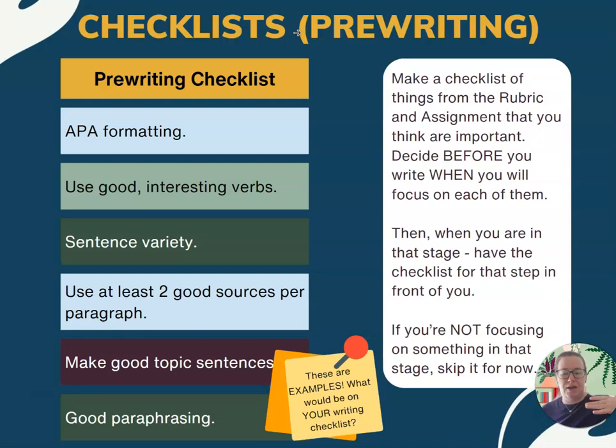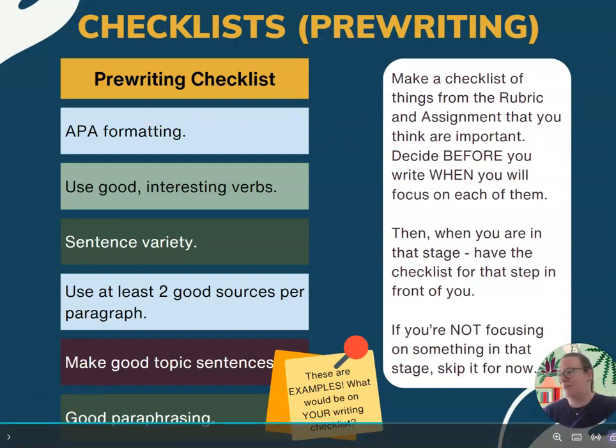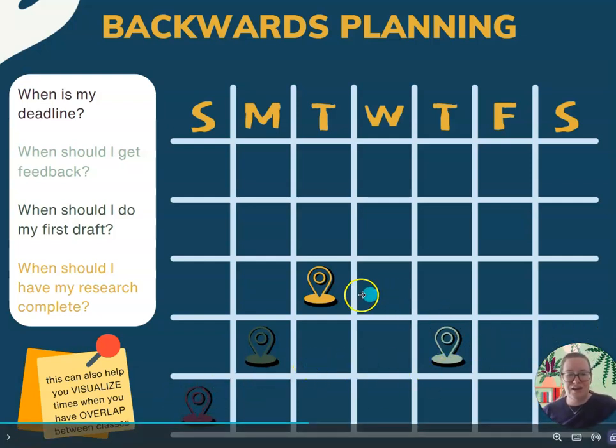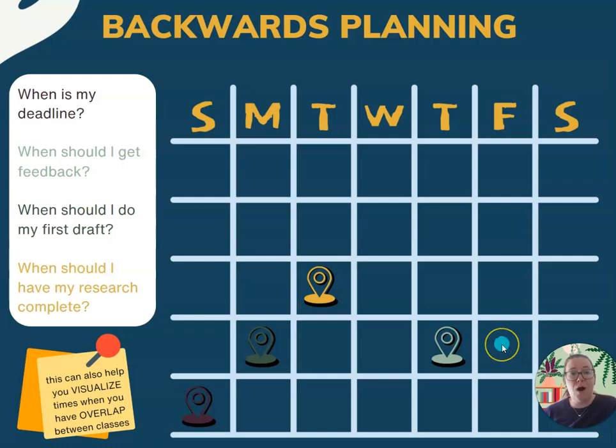So look at the assignment and make it into checklistable items, things that you know are going to be important for your work or for the grade that you are going to get. Decide before you write when you are going to focus on each of those things. So if I'm thinking about that by my calendar, okay, my APA formatting, I'm going to do that all here at the end. I don't want to deal with it while I'm trying to write, so I'm going to do all of my APA at the end.